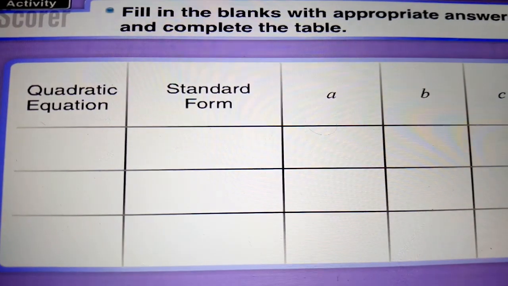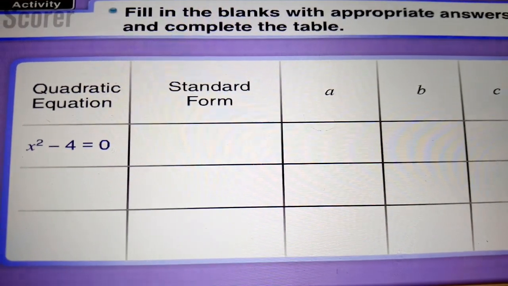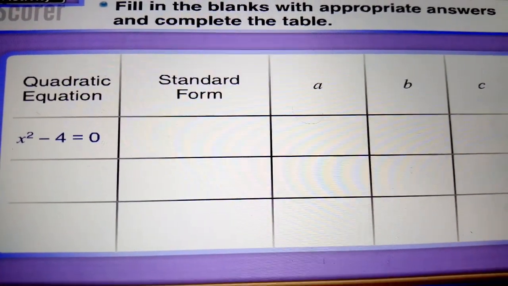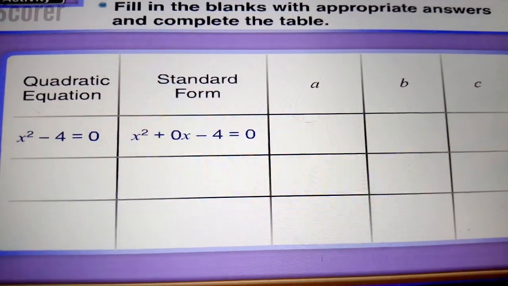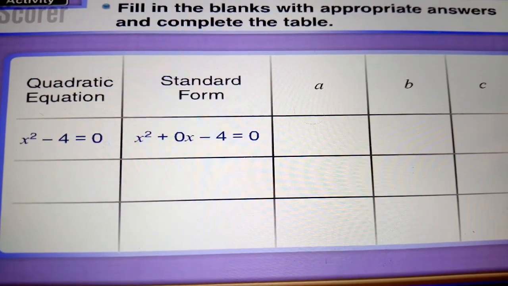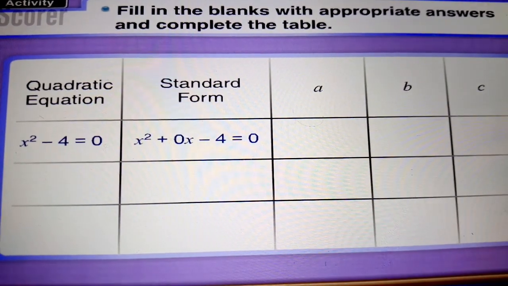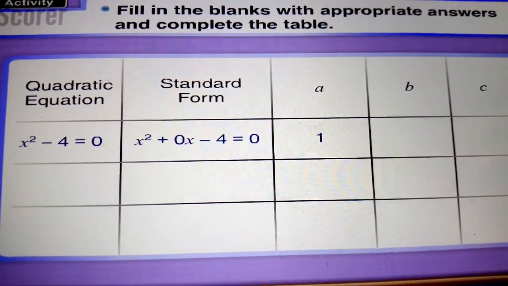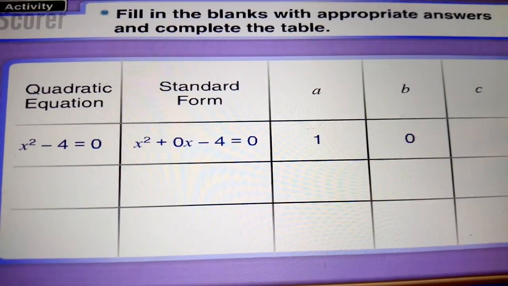The equation x square minus 4 is equal to 0 is written in the standard form as x square plus 0x minus 4 is equal to 0, where a is equal to 1, b is equal to 0 and c is equal to minus 4.